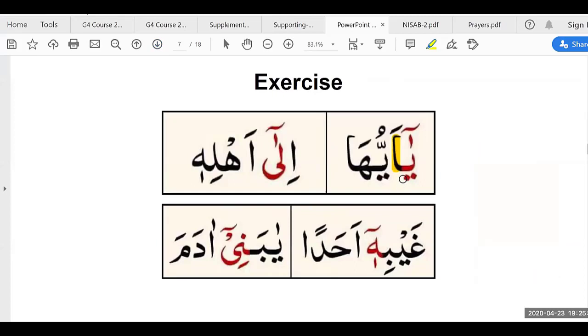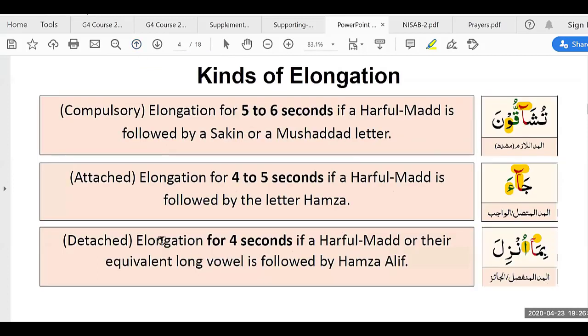Okay. So first of all, we have the letter ya, which is carrying the madde saghir, right? And then it's followed by hamza alif. So which one? Okay, so it's munfasil because it occurs in 2 words, right? In all these examples, you can see that at the end of the first word we have the vertical kasra or vertical fatha, and then the beginning of the second word is hamza alif. So we have to elongate for 4 seconds if a huruful mad or its equivalent long vowel is followed by hamza alif. Detached elongation.